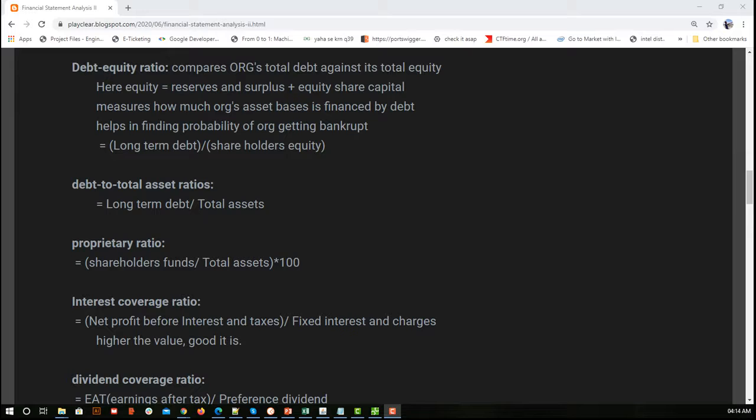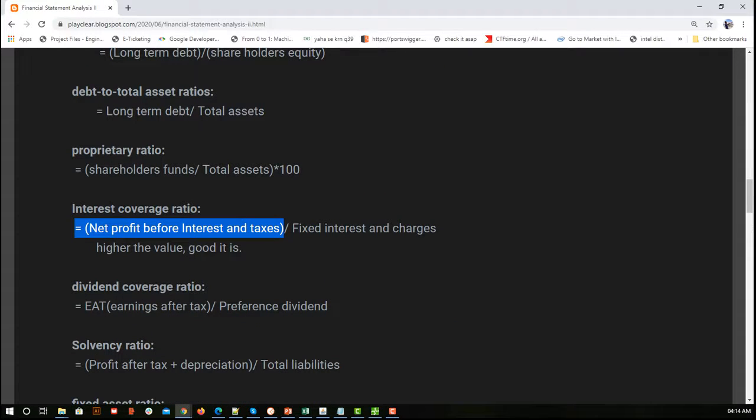So 10 is nothing but my net profit before paying the interest and taxes, including the interest and taxes, and one part is something that I have to pay back as my interest and charges. So the higher the value, the better it is, because here we are trying to decrease the denominator and increase the numerator. Okay, dividend coverage ratio.